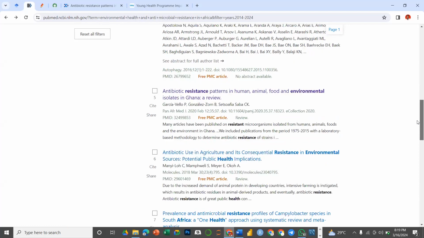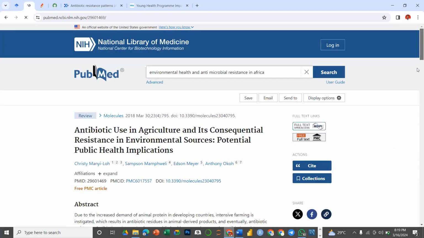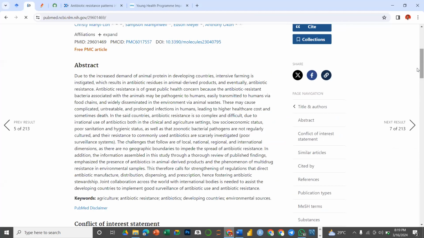So now, next thing, this was the article we chose the other time. It's antibiotic use in agriculture and its consequential resistance in environmental sources. Simple. This is something we are looking for. Topic is good to go. So since I saw that topic was good to go, I decided to read the abstract. It said due to increase the demand of animal protein in developing countries, antibiotic resistance is of great public health concern. So we know that this is talking about agriculture and antibiotic resistance, which is an environmental implication straight up. So I know that this is my article.